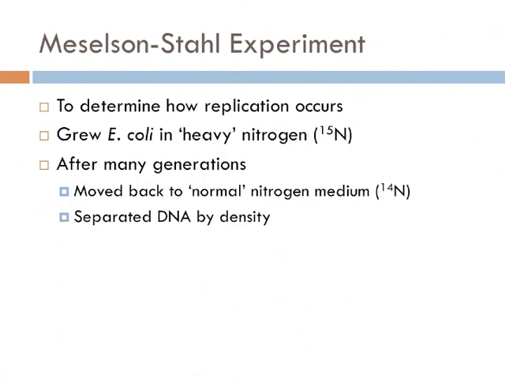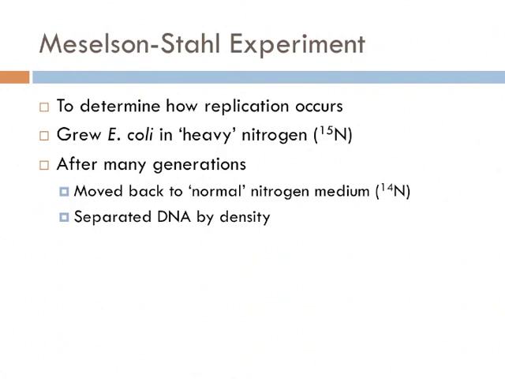Meselson and Stahl grew E. coli in heavy nitrogen, nitrogen-15. What this did was create an E. coli strand with only nitrogen-15 within the DNA strands. After growing E. coli in nitrogen-15 for many generations, the heavy nitrogen E. coli was grown in a normal nitrogen medium, nitrogen-14.